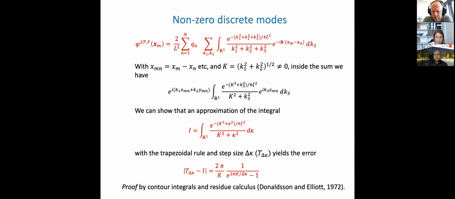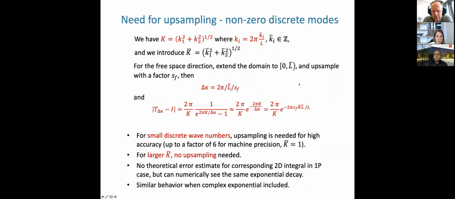So if we translate this to what we're doing, in the free space direction, if we extend the domain a little bit, I'll show you in the sketch, and we upsample with some factor SF, then our step size in Fourier space will be 2 pi over L tilde, that's the usual one. And then the way you reduce it is by upsampling. So that's the upsampling factor. And if you do that, this is the error that you'll have. We made a small approximation here, but that's the error that you will have.